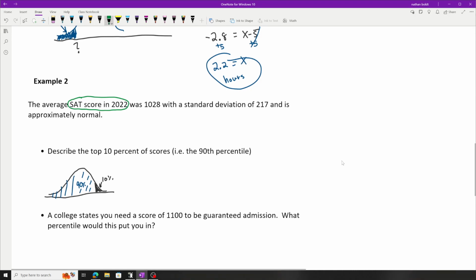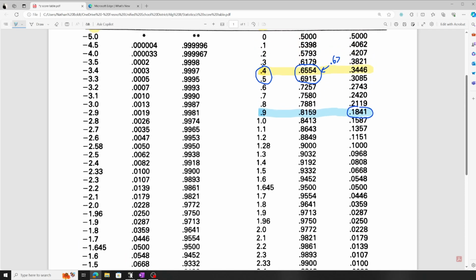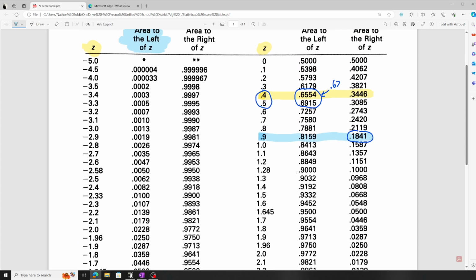And I want to know, what is your score? What is that boundary right there? All right, so I have to go to my z-score chart. And I've got two options. I can look up 90% to the left, or I can look up 10% to the right. They're the same boundary. Okay, so you can choose either one. You're going to go to the same place. All right, let's find 90% to the left. So area left, 90% is right here. 90% to the left, 10% to the right gives us a z-score of 1.28.